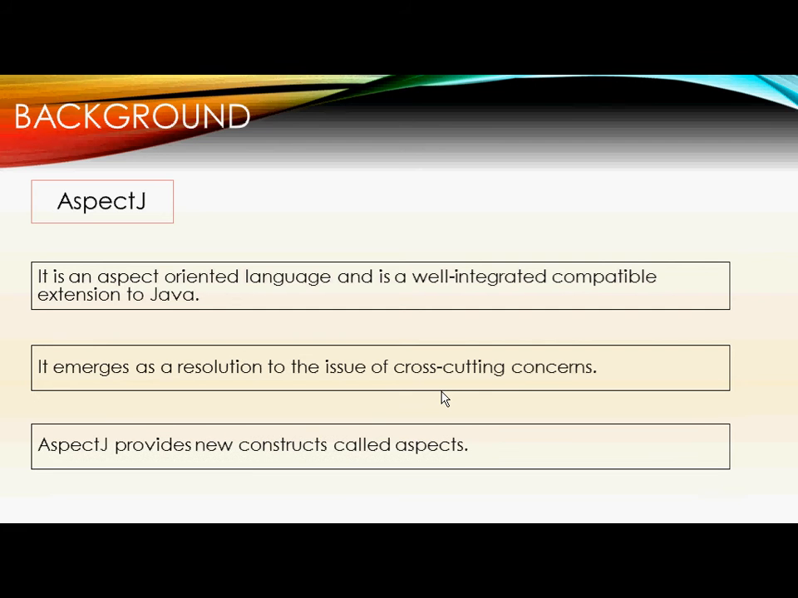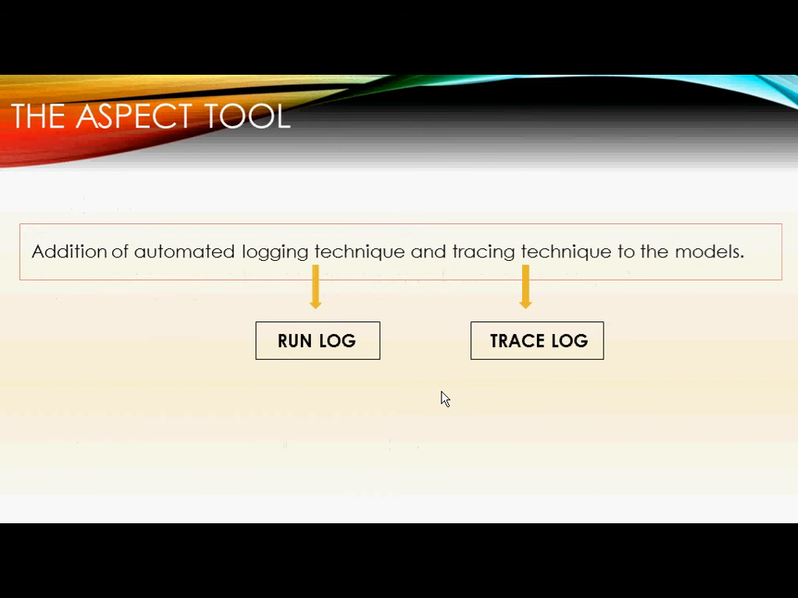And the next one is that AspectJ provides new constructs called aspects. We call these constructs aspects, and in my title I was actually referring to this aspect. So we have made an effort to address some of these limitations of the simulation modeling framework, AnyLogic, and to that end we built an automated logging technique that we refer to as the run log, and a tracing technique that we refer to as the trace log.